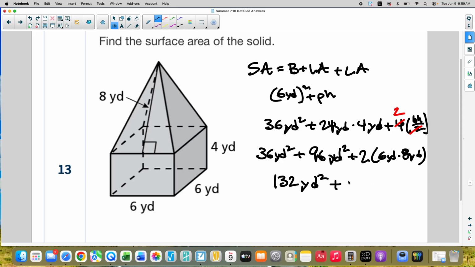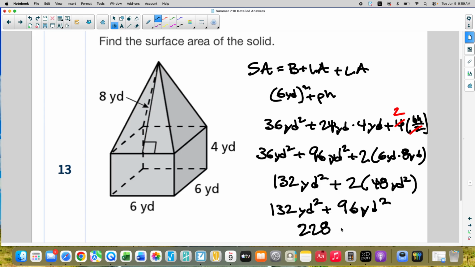Now 6 times 8 is 48 yards squared times 2, which gives us 96 yards squared. And that's going to give us 132 plus 96 gives us 228 yards squared, which is going to be our surface area. Square yardage because it's surface area. And we get a total of 228.